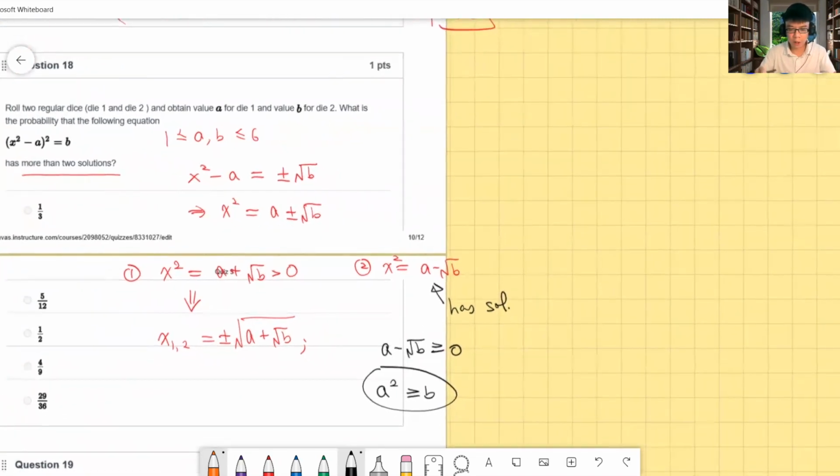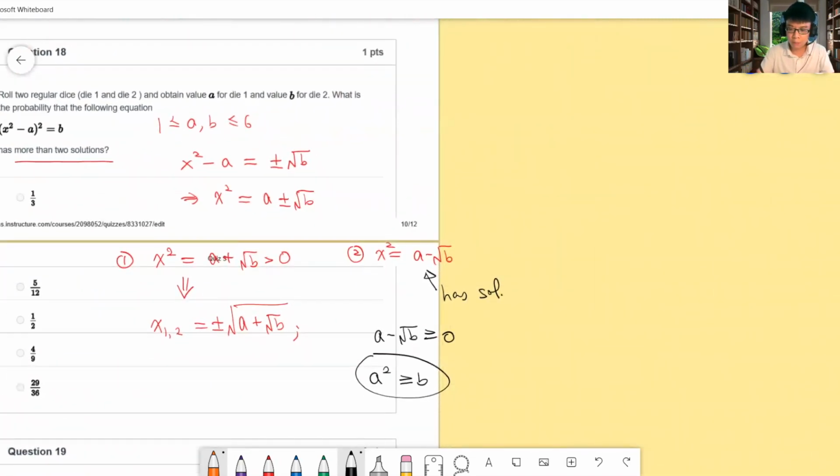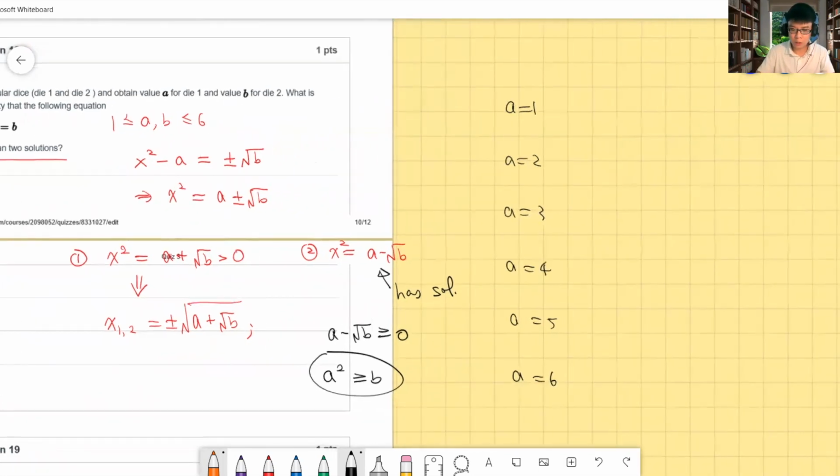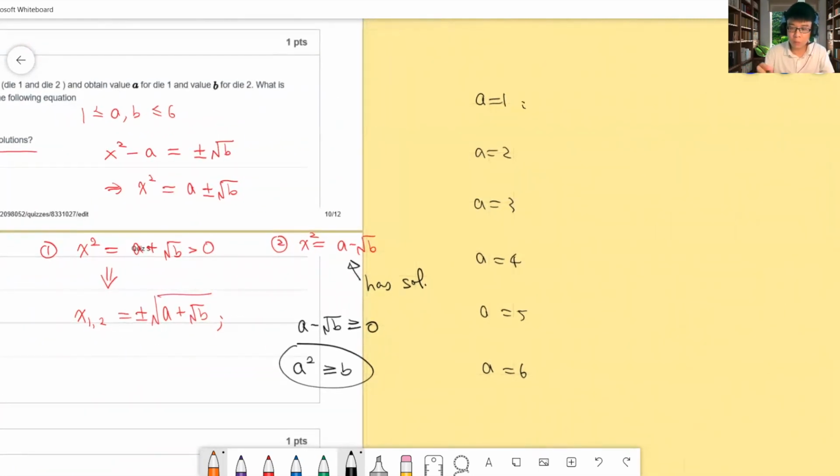Okay, let's check the values of A and B. So A could be 1, 2, 3, 4, 5, or 6. So for each case, let's check the possible B. For the first one, A equals 1, so A squared larger than or equal to B, so B can only be 1. And for the second case, B is less or equal to A squared, so less or equal to 4. So B can be 1, 2, 3, 4, 4 cases.